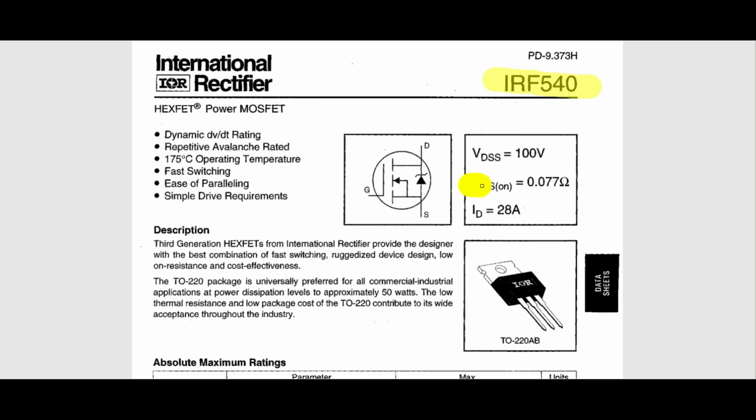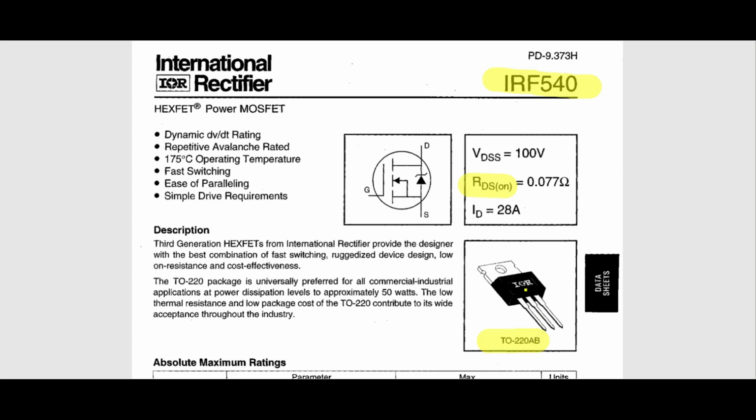RDS(on) is a pretty important parameter that we always look for, because when the MOSFET is in the on state, RDS(on) is the resistance across the drain to source, and that is 0.077 ohms. ID is 28 amps, that is the max drain current. So these are the absolute maximum ratings of this MOSFET, which gives a kind of a picture of what it is capable of. It is a TO220 package, as you see here.